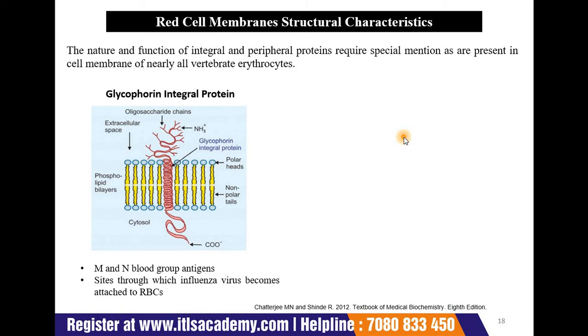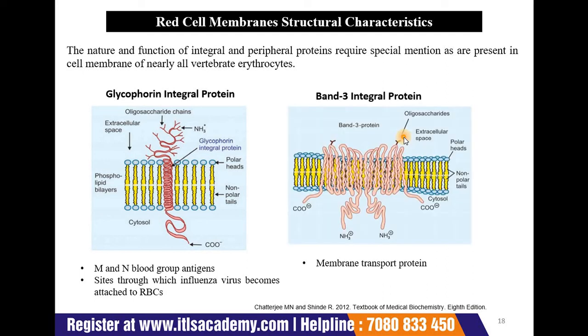So the same integral proteins and the peripheral proteins, as we have already discussed earlier, are present in the membrane of nearly all vertebrates. The nature and function of integral and peripheral proteins require very special attention because they are present in the cell membrane of nearly, as I mentioned, all vertebrate erythrocytes. We will talk here in detail about the red cell membrane structural characteristics, in which we will talk about the glycophorin integral protein and band protein.